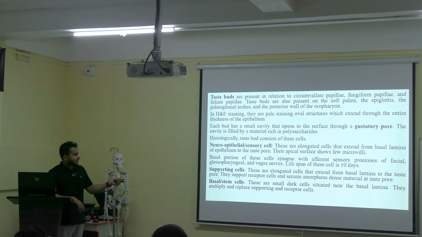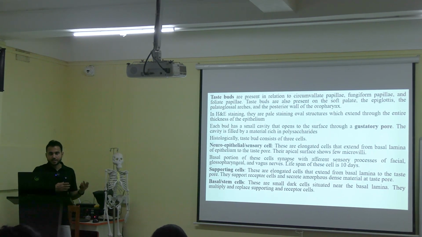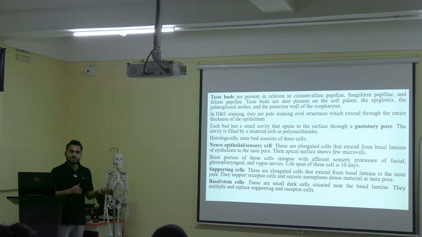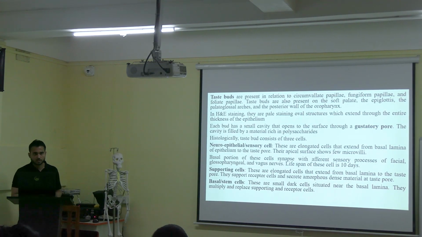Next, supporting cells are there. These are also elongated and extend from the basal lamina to the pore. What is its function? They secrete amorphous dense material, and that amorphous dense material will be present in the gustatory cavity. And lastly, the basal or stem cells are present. If any cells get damaged, they will be replaced by the basal or stem cells. Okay. And how the taste is felt, the mechanism I have already discussed.